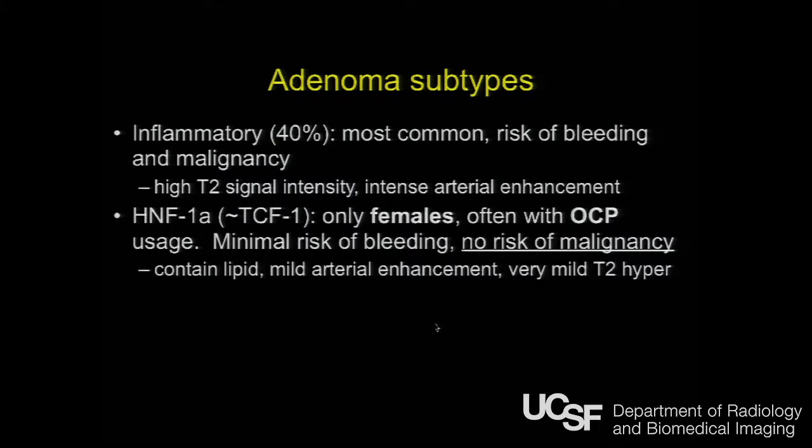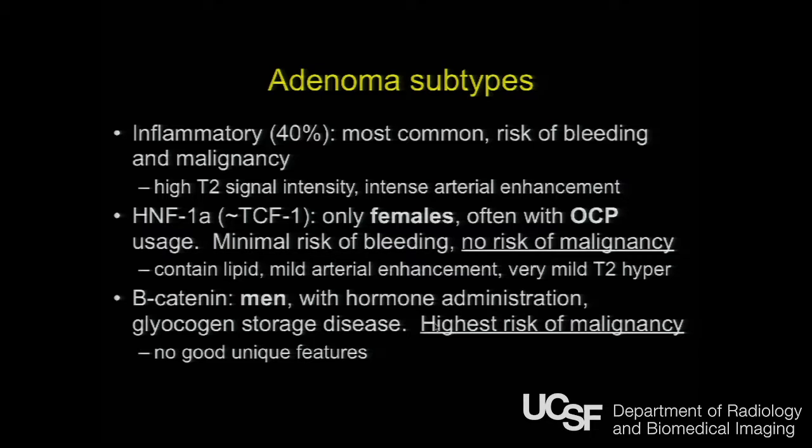The second type is difficultly stated as an HNF1 alpha subtype. Don't really worry about the name so much, but just realize that there's a second type. This one only occurs in women who are on oral contraceptives. And this one has no risk of malignancy. Okay, so this is really important because it has a different type of outcome compared to the other types. The key component here is it contains lipid, microscopic fat, and it has much more mild arterial enhancement and milder T2 hyperintensity compared to the inflammatory subtype.